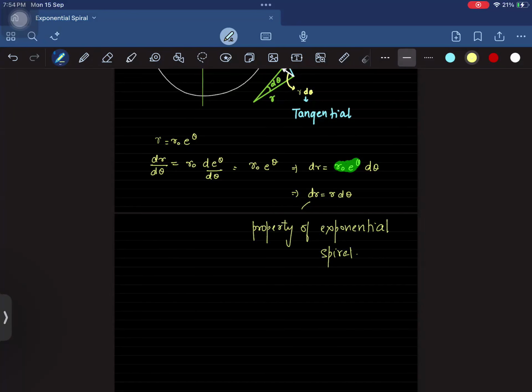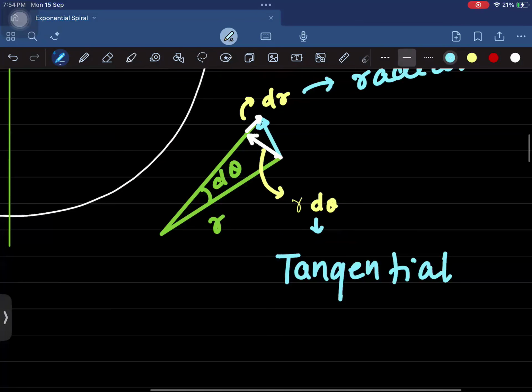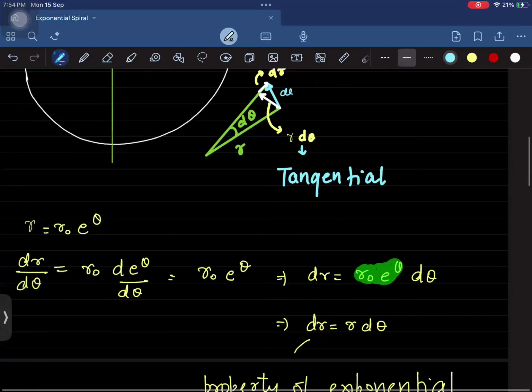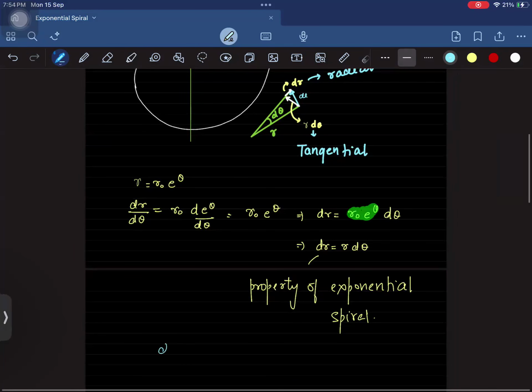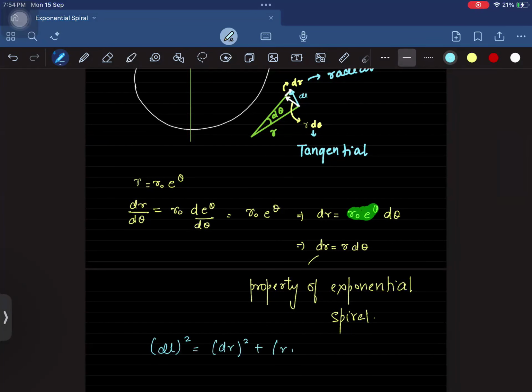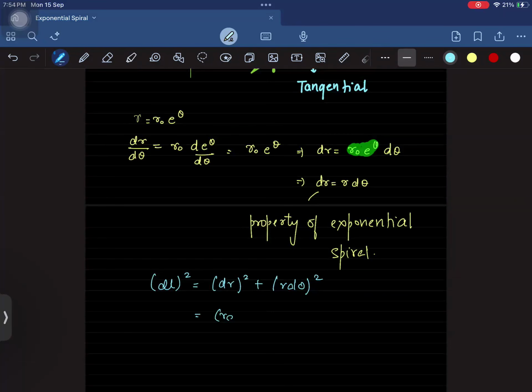We must know that, let's say, this blue vector can be called as dl. So by simple Pythagoras, dl square should be dr square plus r d theta square. And we know that dr and r d theta are numerically equal, because that is the property of the exponential spiral. So this can be written as r d theta square plus r d theta square is equal to dl square. So what will be dl equal to? That will be root 2 r d theta.